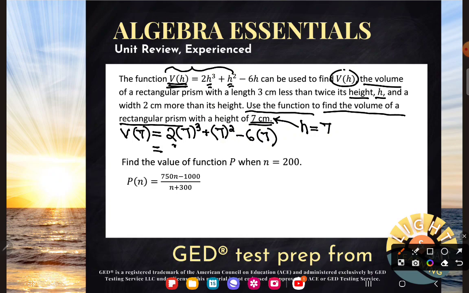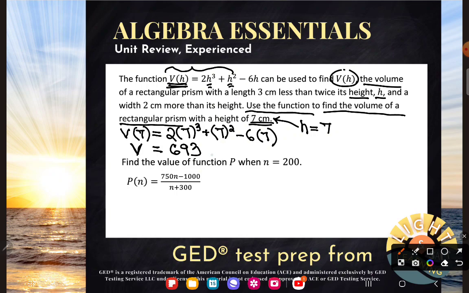And I get 693. Now, careful. This v of 7 that I wrote, it doesn't mean times v by 7, guys. It means that that's the volume when h is equal to 7. So you can just drop it if you don't like it. It's not more math to do. So the volume is 693.